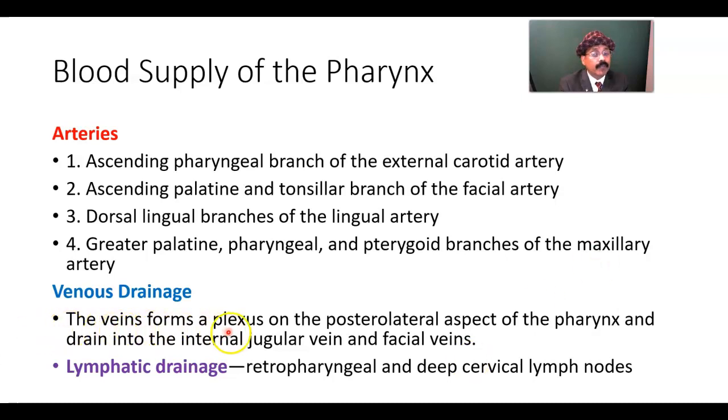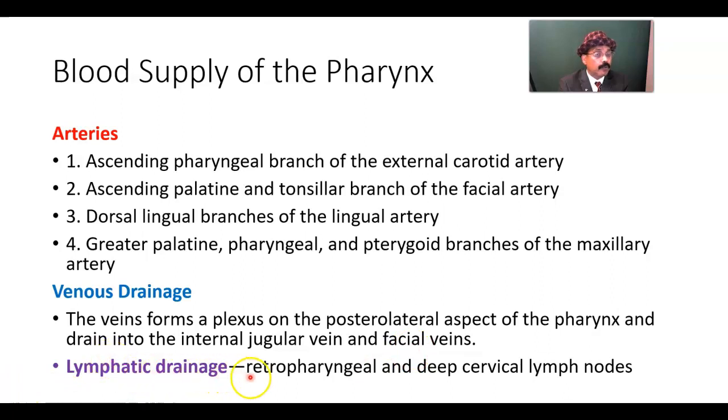The maxillary artery is a terminal branch of the external carotid artery. Venous drainage: the veins form a plexus on the posterolateral aspect of the pharynx, mostly over the middle constrictor of the pharynx, and drain into the internal jugular vein and the facial vein.